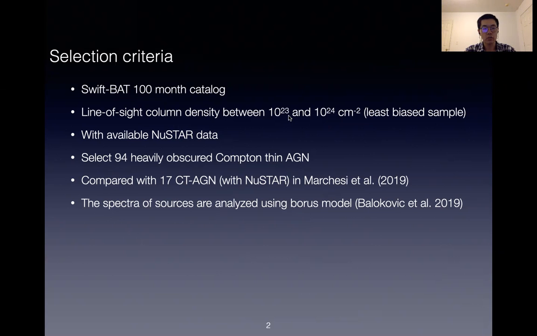We also select sources that have already been observed by NuSTAR, since NuSTAR data is necessary to correctly characterize the spectra of heavily obscured AGN. So finally, in our sample, we selected 94 heavily obscured Compton-thin AGN. And we also compared our results with 17 Compton-thick AGN, which also have NuSTAR data, from the Marchesi et al. 2019 paper. The spectra of the sources are analyzed using the BORUS model.